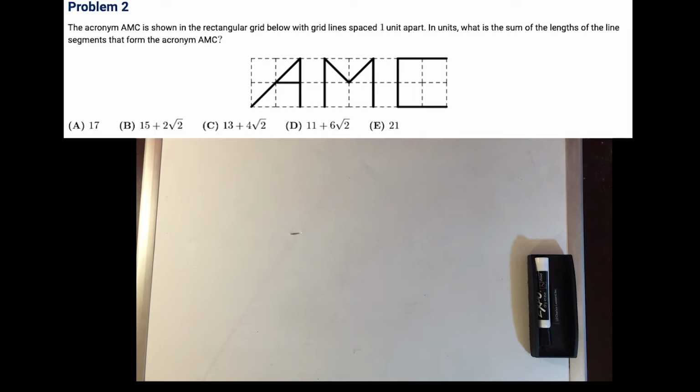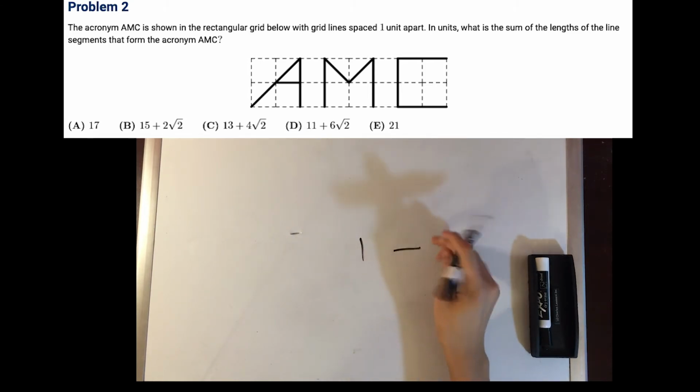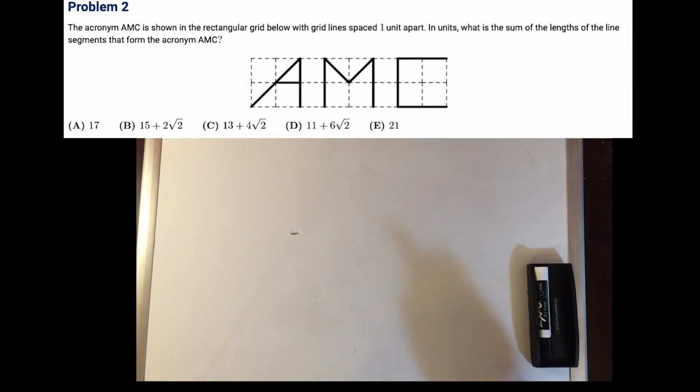Now, the second question, the acronym AMC is shown in the rectangular grid below with grid lines spaced 1 unit apart. In units, what is the sum of the lengths of the line segments that form the acronym AMC? Okay, so we have to find the length of all the line segments that form the acronym AMC, and we have to total them out. So one way you can do that is to find what the lengths of the types of lines are, and there are 3 types of lines. The 3 types of lines are vertical lines, horizontal lines, and diagonal lines.